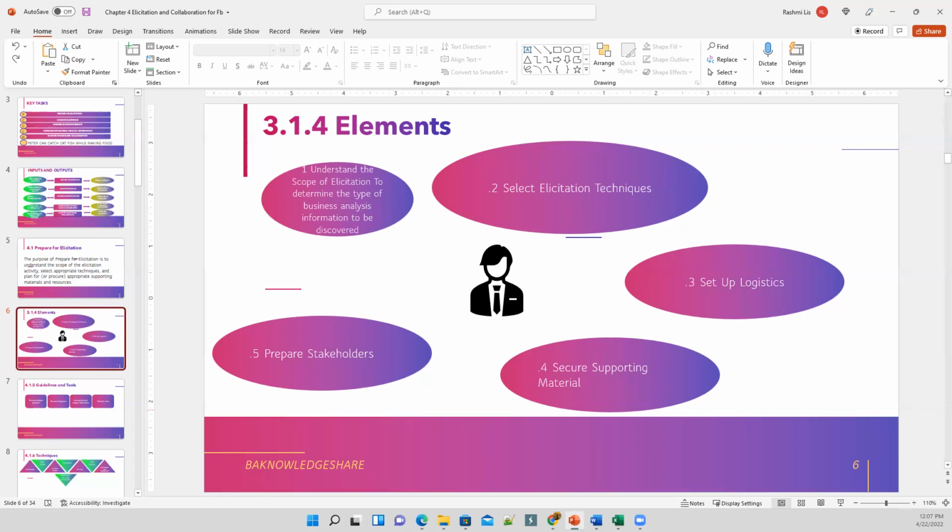The fourth one is secure supporting material. Is an agenda needed? What sorts of information will be needed in order to move things forward as we elicit the requirements? The last one is prepare stakeholders. In this case, business analysts may need to educate stakeholders on how an elicitation technique works or what information is needed. It may be helpful to explain an elicitation technique to stakeholders not involved in the activity to help them understand the validity and the relevance of the information elicited.